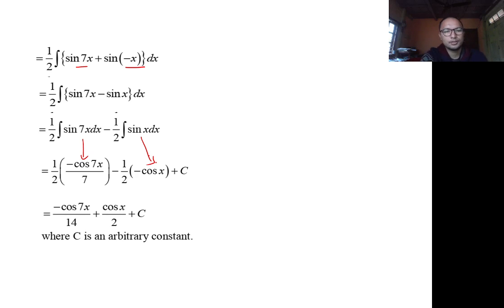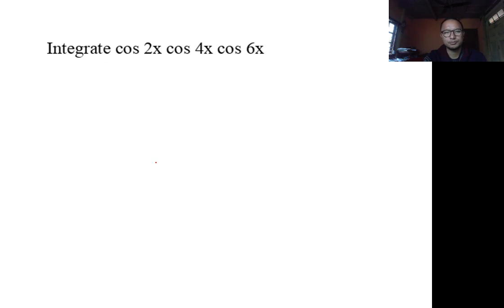Now, just multiply the values with half, and that's the result, right? It's a very simple way. Always express a product of functions as a sum or difference of functions.